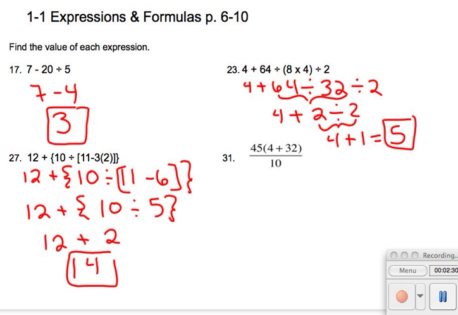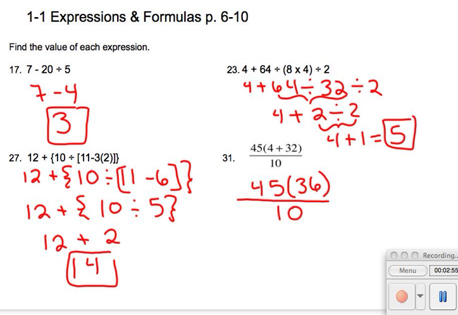The last problem on this screen is problem 31, where it's 45 times the quantity 4 plus 32 divided by 10. That division bar for the fraction is a grouping symbol. So we have to do the numerator, the top part first, then the denominator, the second part. So following the order of operations, I have to take care of that 4 plus 32, which is 36.